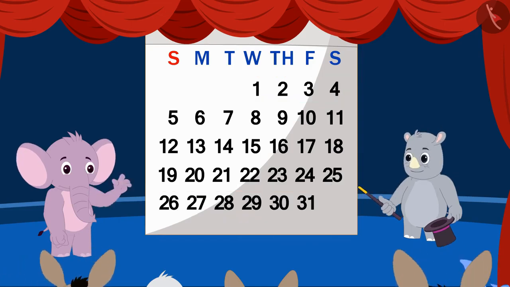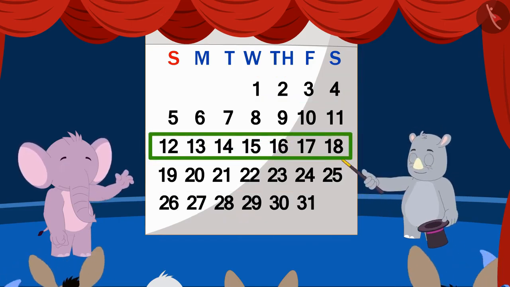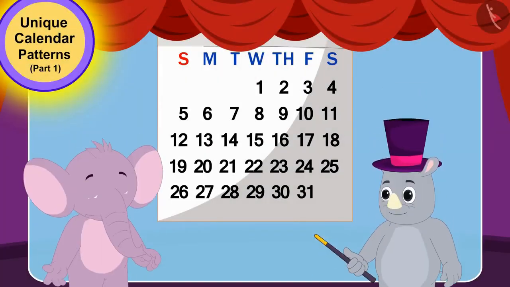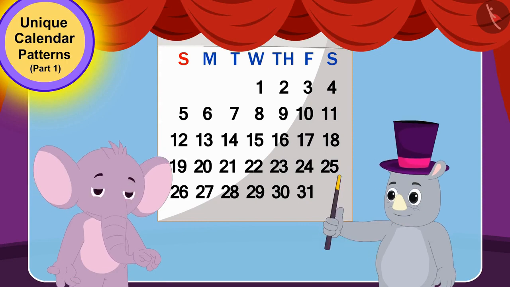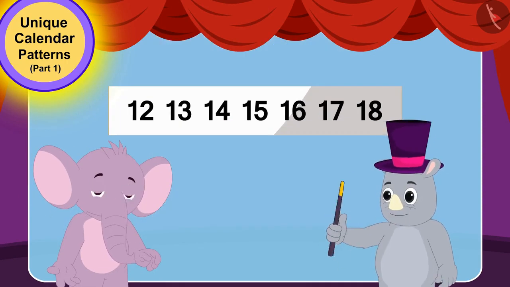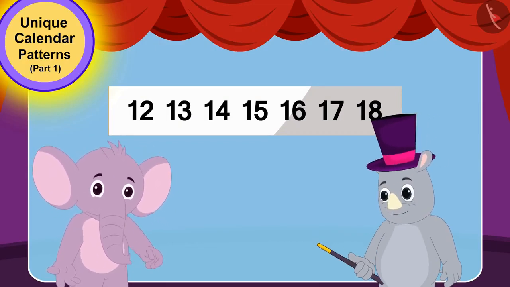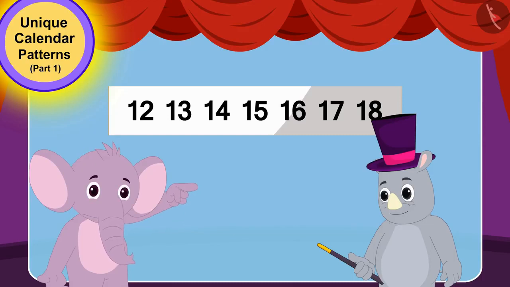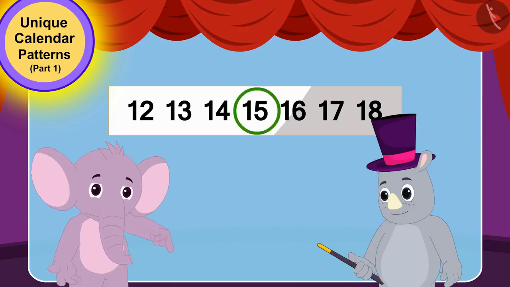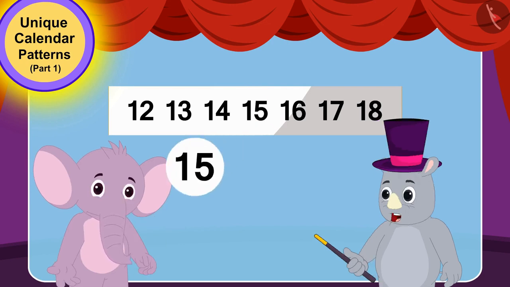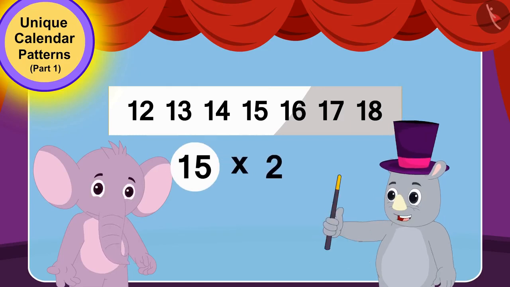Appu chose the horizontal line with these dates. Now Gaggu asked Appu which of these numbers is exactly in the middle of this horizontal line. Appu immediately pointed to 15 and said, "This one." Now Gaggu asked him, what would be 2 times this number?